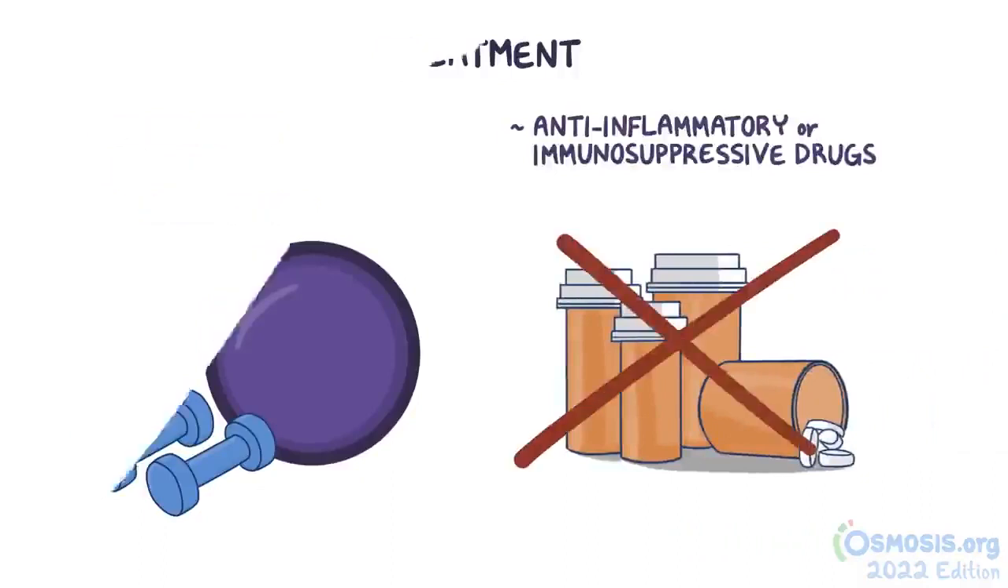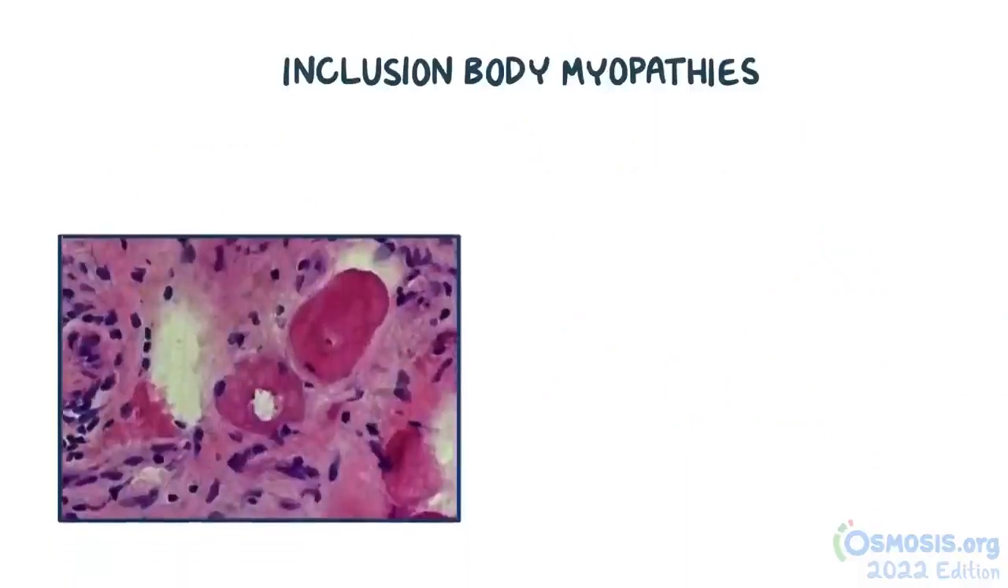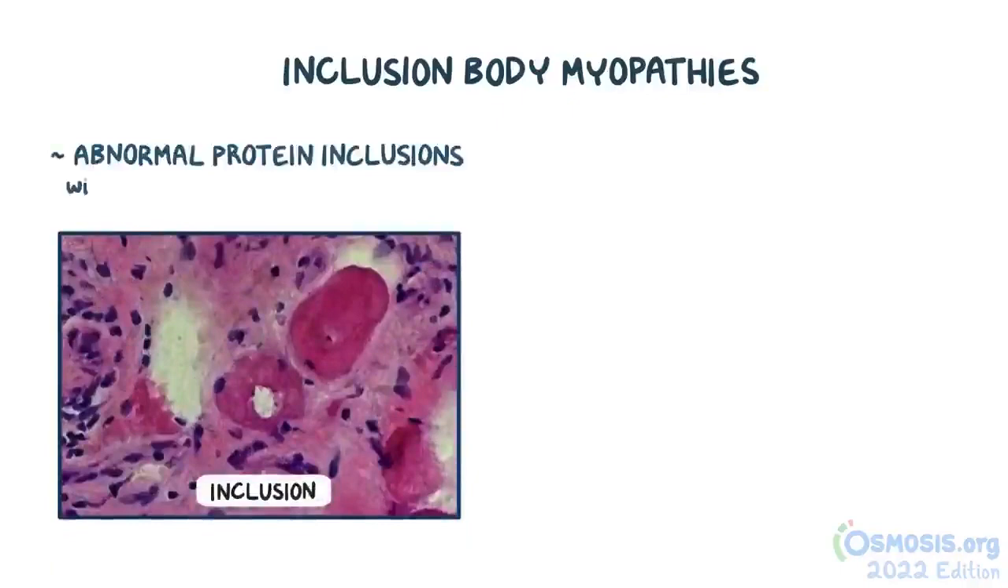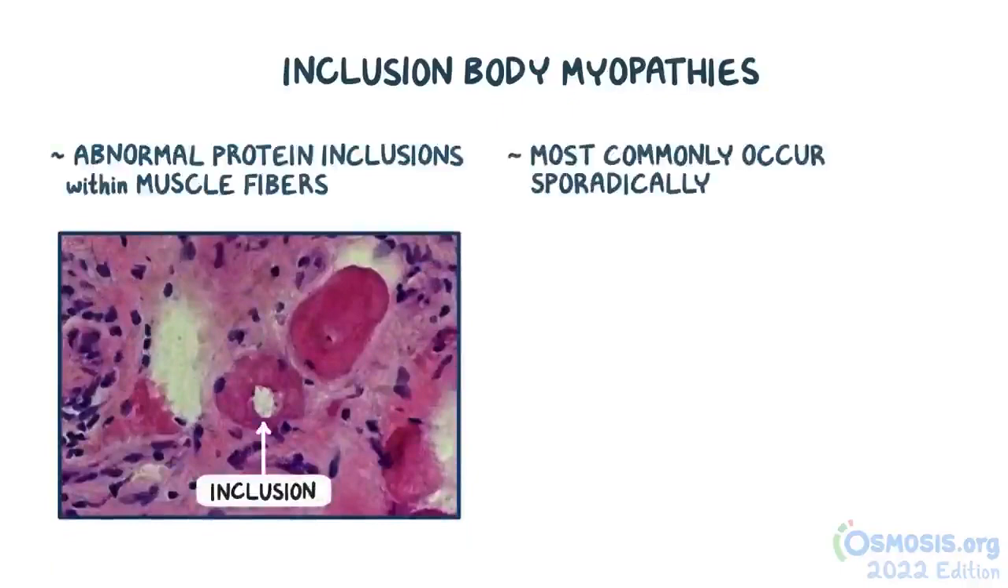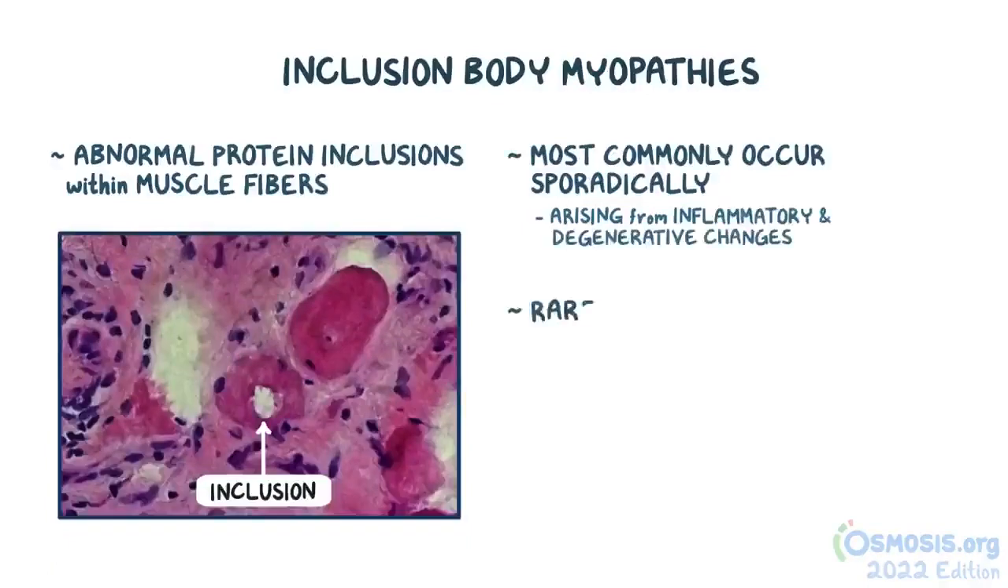Alright, as a quick recap, inclusion body myopathies are a group of muscle diseases characterized by the presence of abnormal protein inclusions within muscle fibers. They most commonly occur sporadically, arising from both inflammatory and degenerative changes, and rarely this results from inherited gene mutations.